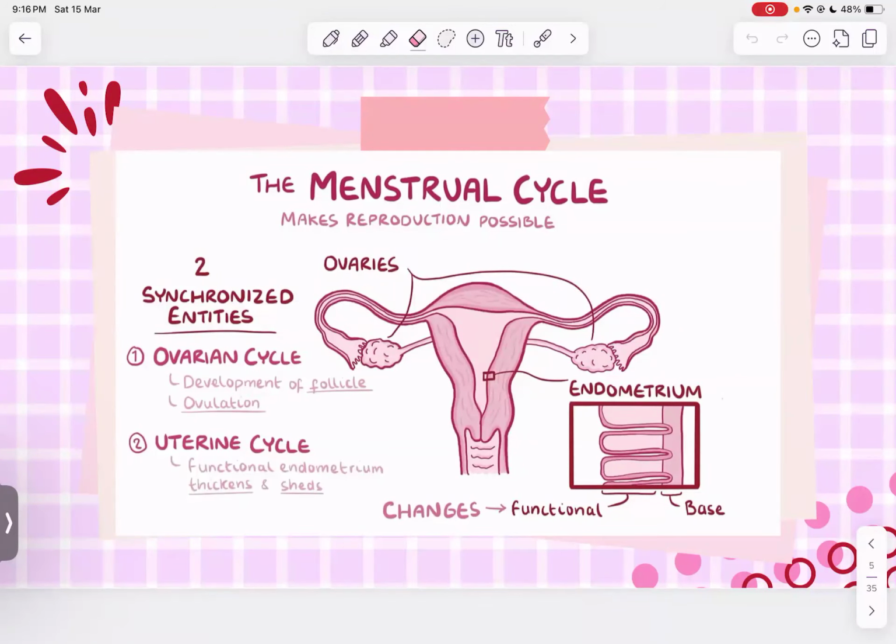It usually consists of the two main organs here, the ovaries and the uterus. However, it's very important to know that the menstrual cycle consists of two synchronized cycles. So when we're talking about the menstrual cycle, we're talking about the ovarian cycle and the uterine cycle. Both are dependent on each other, both go together. The ovarian cycle is the development of the follicle and then the ovulation of this follicle or egg, and it repeats. The uterine cycle is the functional endometrium thickening, and then the shedding of this thickening in case there is no pregnancy.